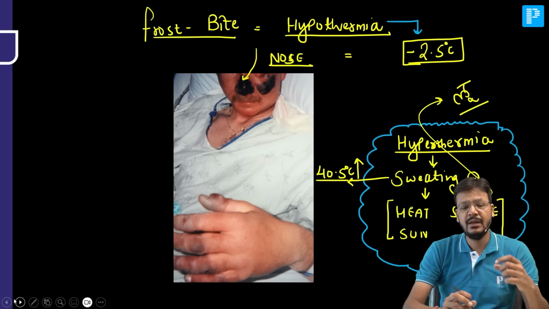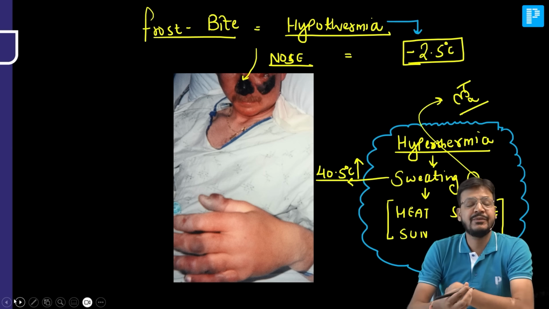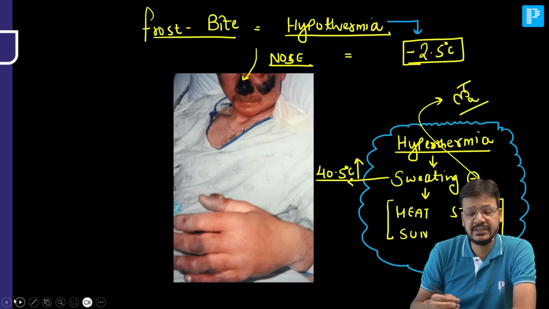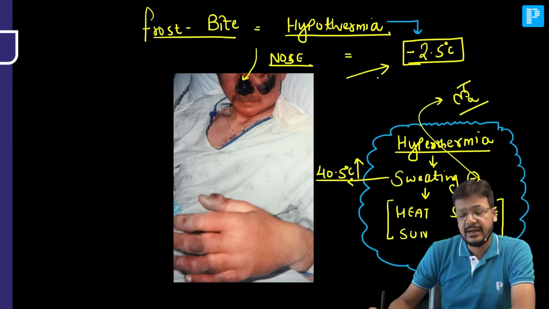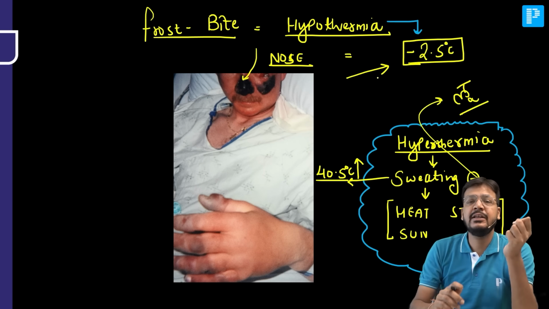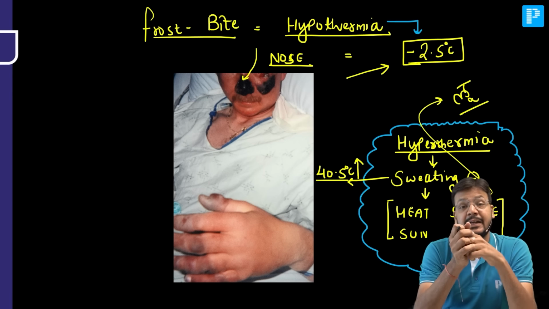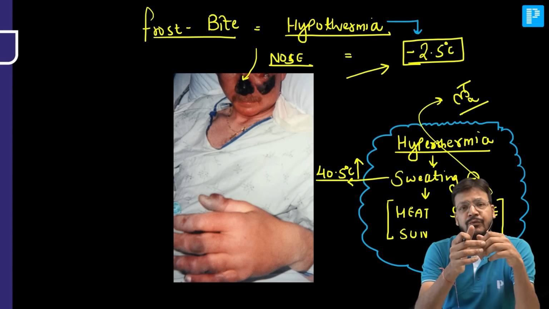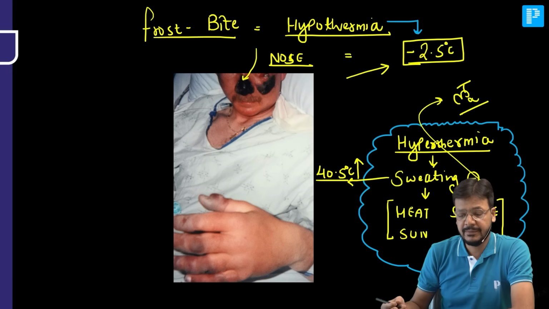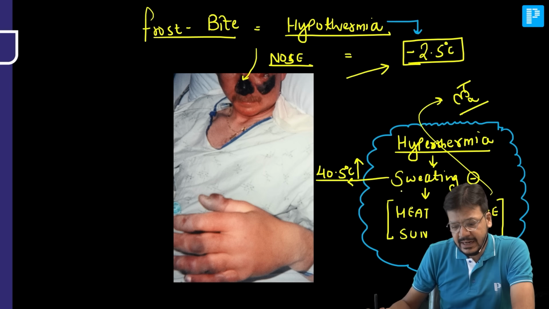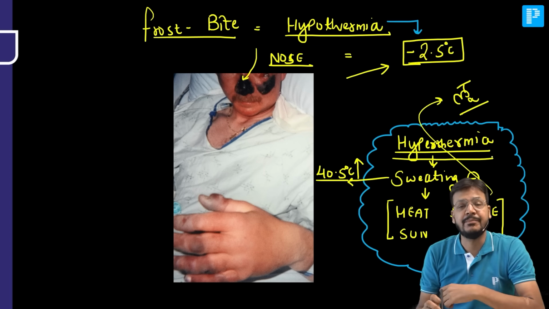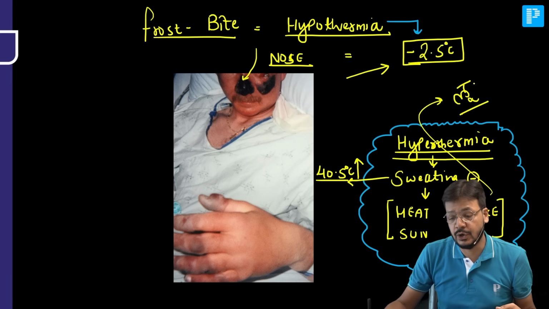Now, sir, this is frostbite, which is a hypothermia, and it is commonly seen on the nose. Here the temperature is minus 2.5 degrees centigrade. It's a hypothermic condition, frostbite. We need rewarming.